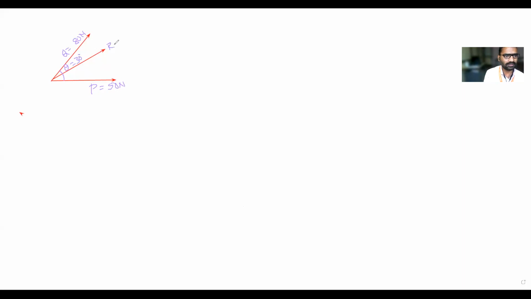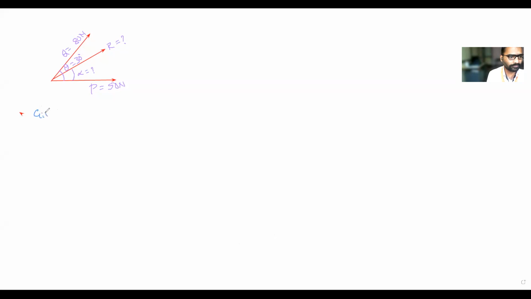What is asked? The resultant, how much it is, and also its direction, alpha, how much. Is it the same problem? Has anyone got the resultant as 125? Yes, 125.81, that is the correct answer. And alpha is equal to 89.18? Wrong. Any other answer? 88.69. Okay, we will check.